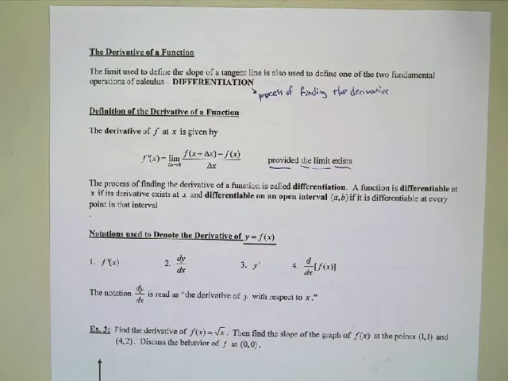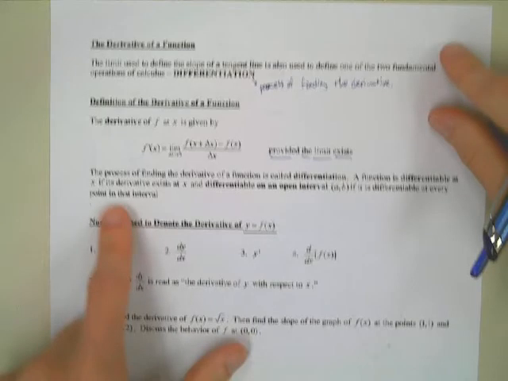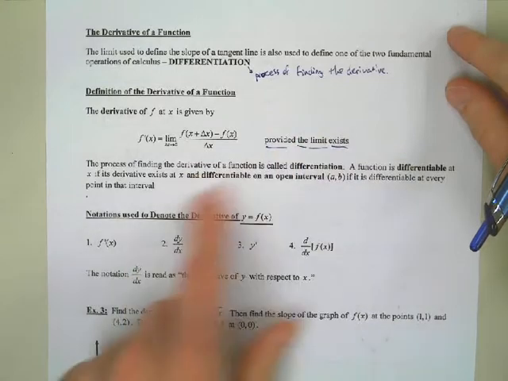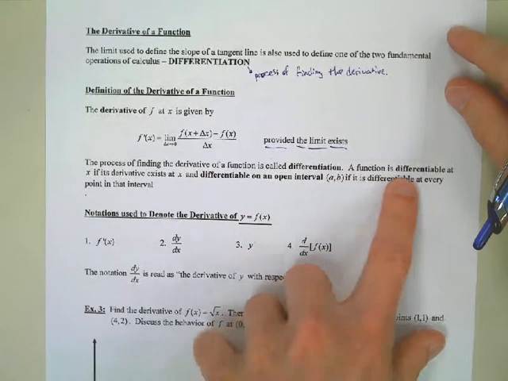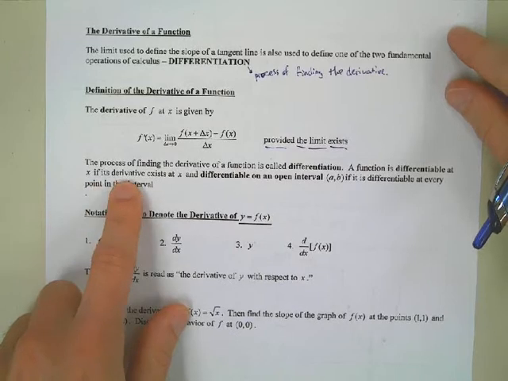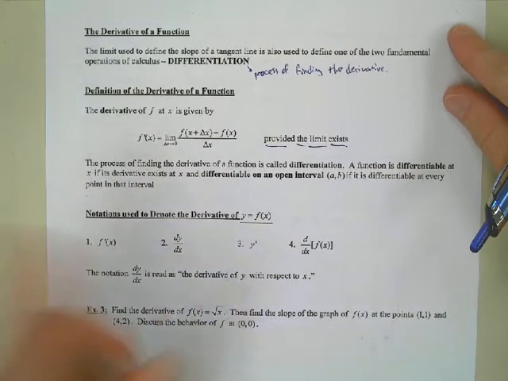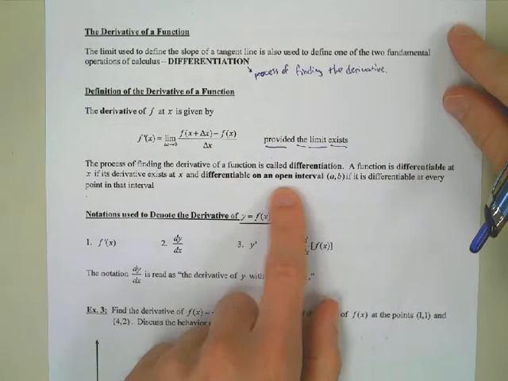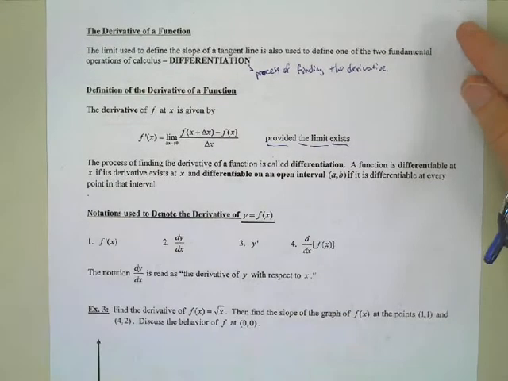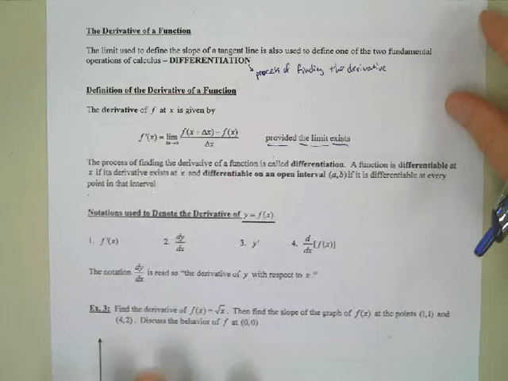It will be called not differentiable. Not able to be differentiated. The process of finding the derivative of a function is called differentiation. Oh, well, I guess it's already there, so we have it twice now. A function is differentiable, able to be differentiated, at x if its derivative exists at x. Kind of duh. And differentiable on an open interval (a, b) if it is differentiable at every point in that interval.